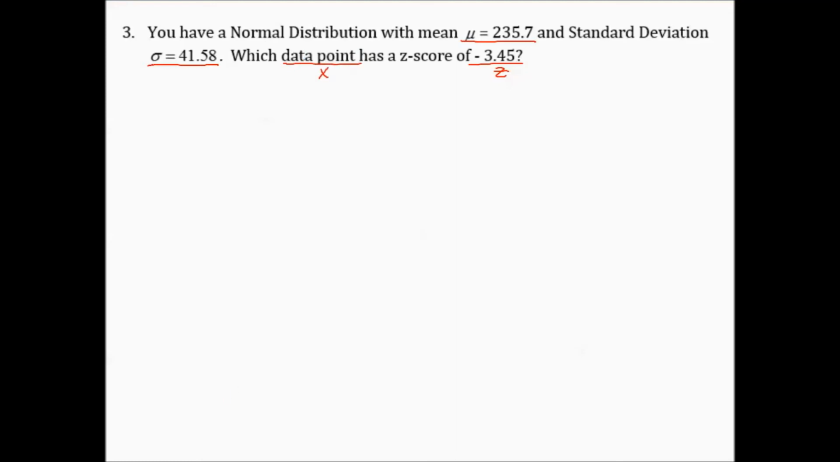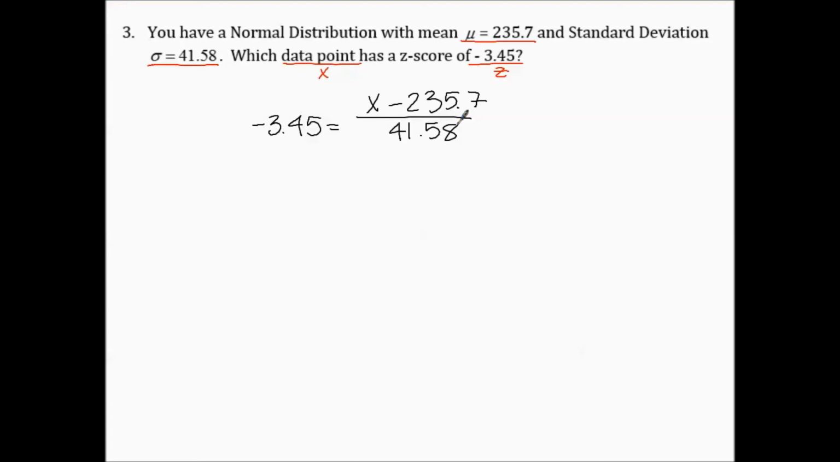So if we use the z-score formula, we have -3.45 equals (x minus 235.7) over 41.58. And we need to solve for x.